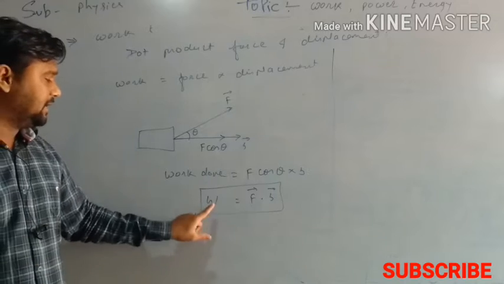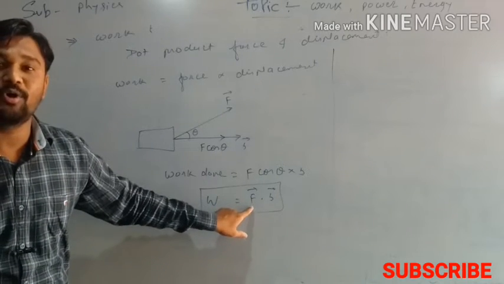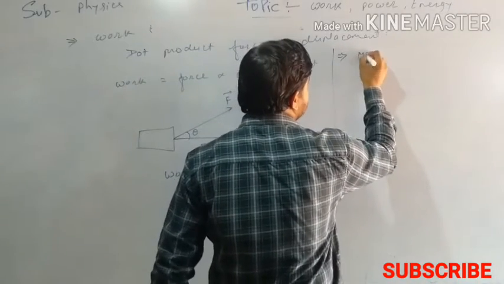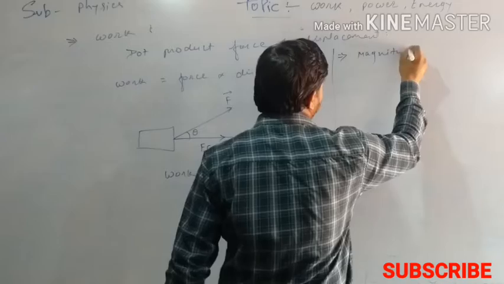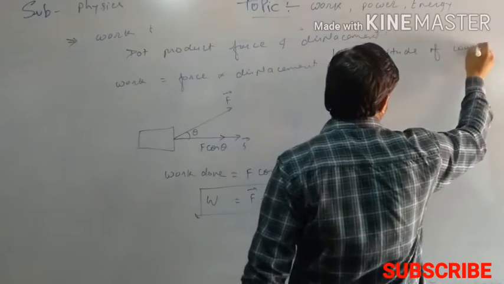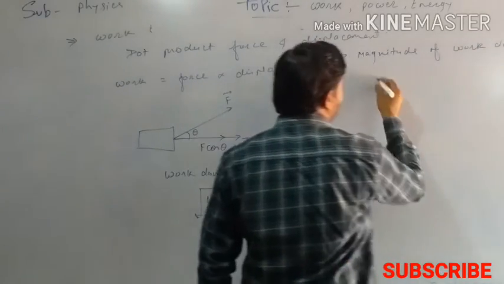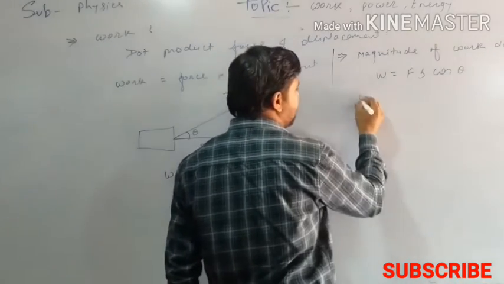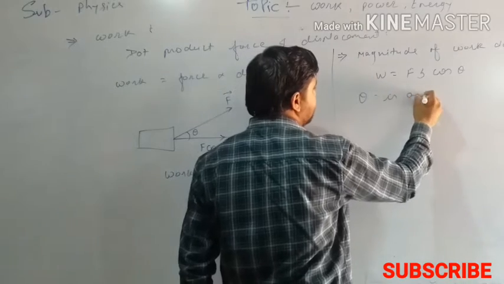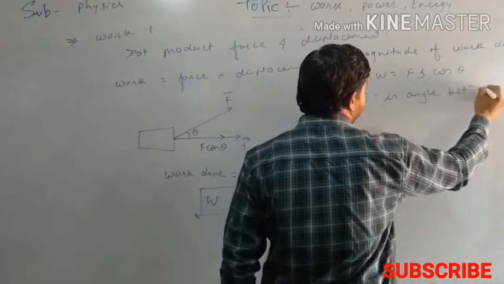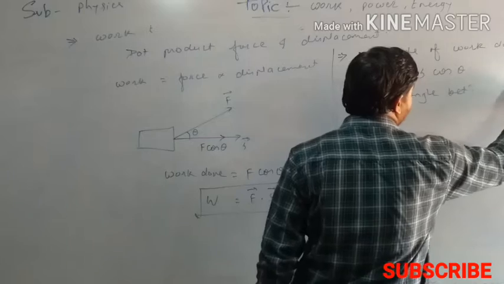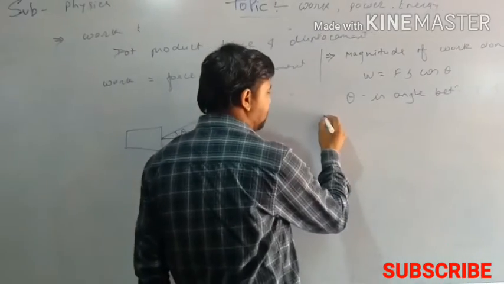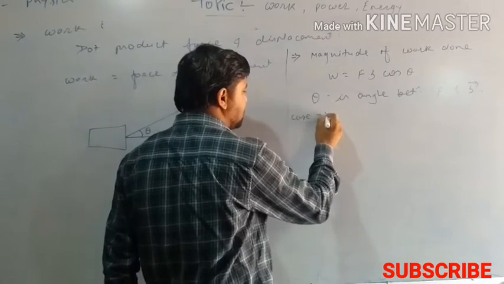Now here we will get the equation of work done, that is a dot product of force and displacement. Here if I consider the magnitude of work done, we find W equals Fs cos theta, where theta is the angle between F bar, that is force, and S bar, that is displacement. Now here I consider case 1.